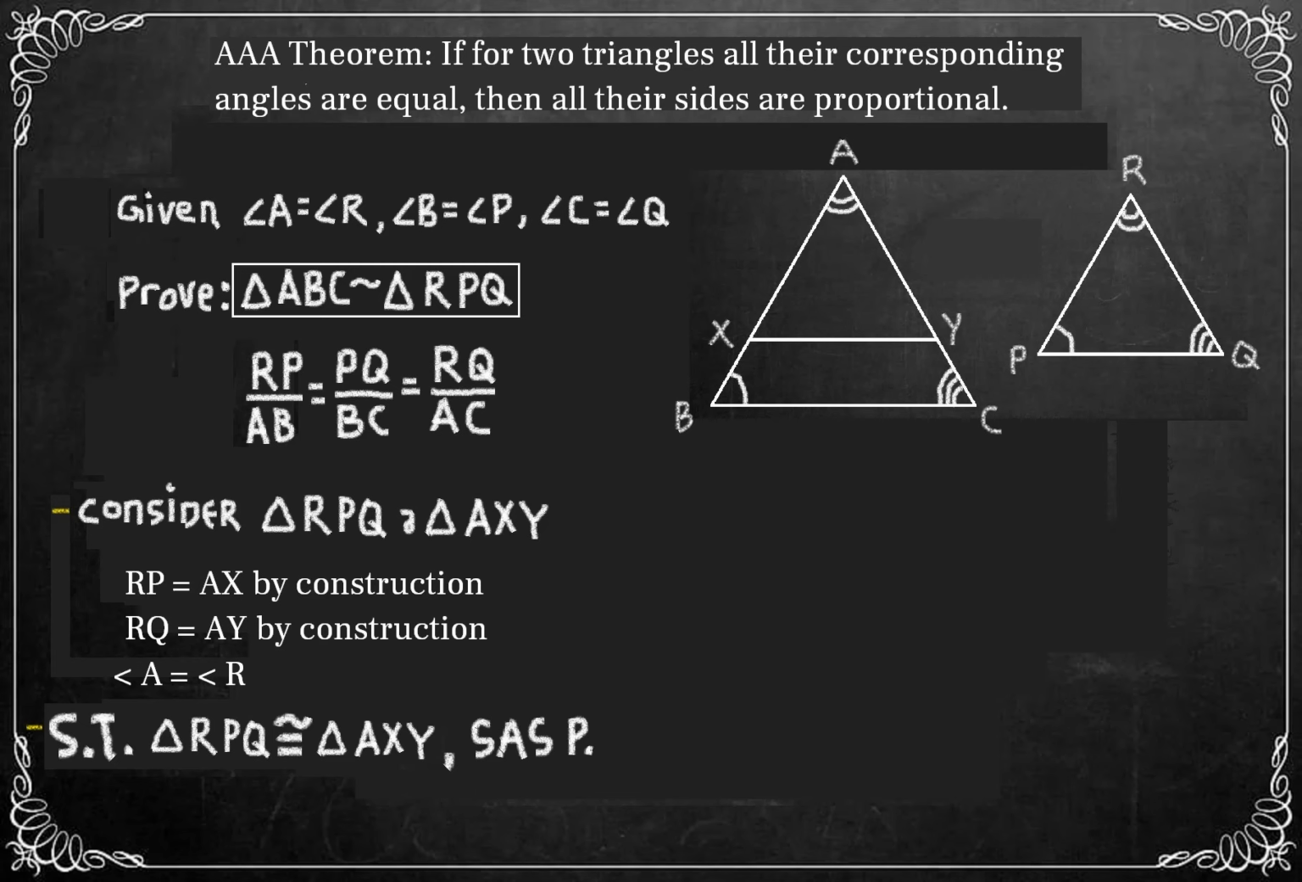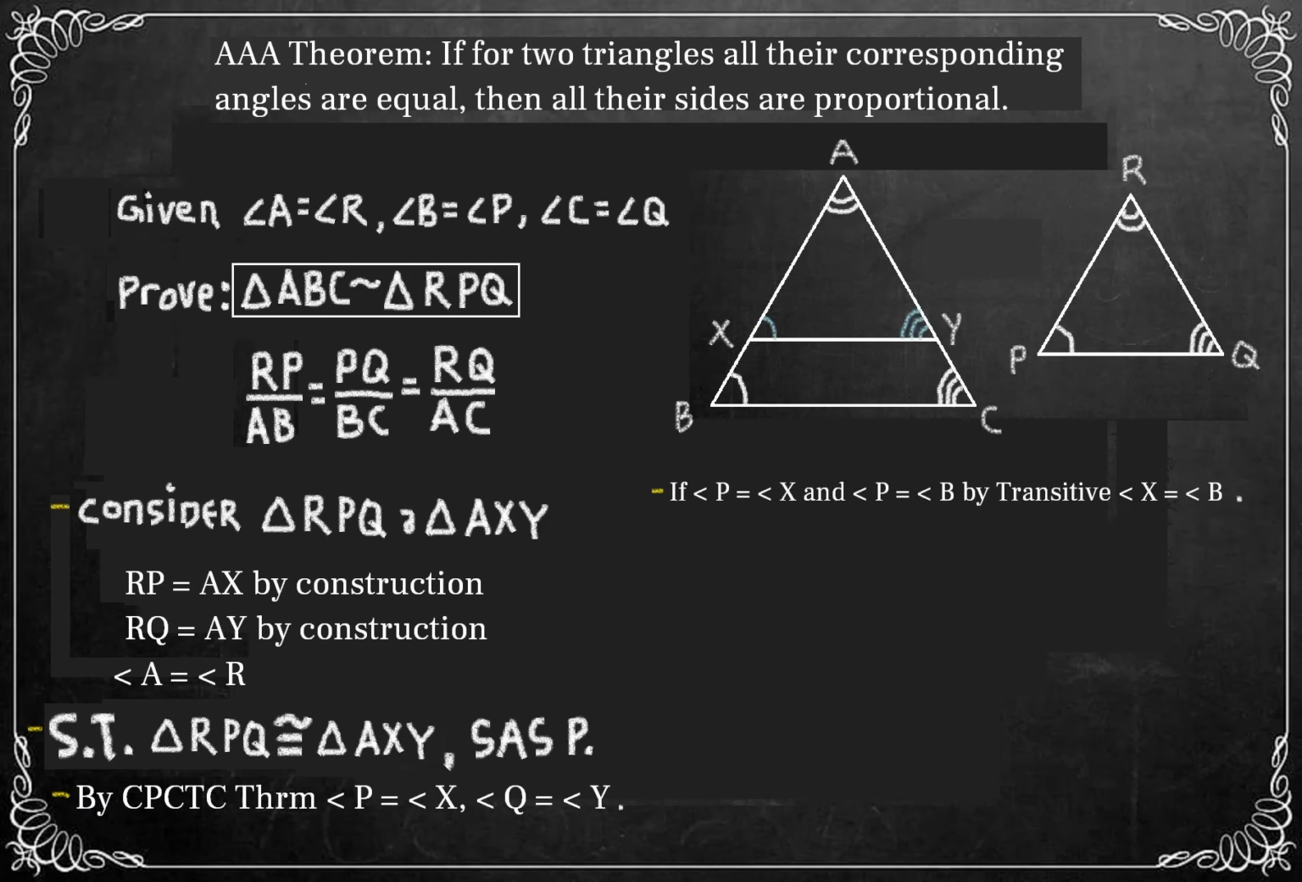Nice. Next slide, please. Then by the CP-CTC theorem, I wish there was a shorter form for that, but that is the short form, which we just proved in our last video, angle P equals angle X and angle Q equals angle Y. In spite of the name, that's the usefulness of the theorem, proving all the unknown parts of a triangle are equal to each other by first proving that triangles are congruent with the givens.